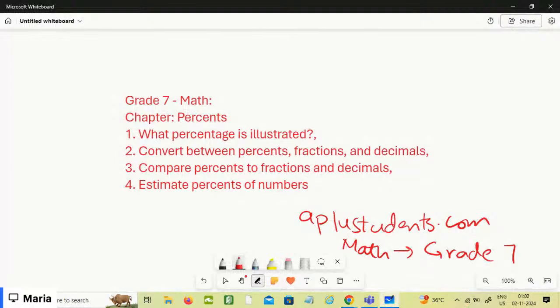The lessons we're going to cover today are what percentage is illustrated, convert between percents, fractions, and decimals, compare percents to fractions and decimals, estimate percents of numbers. Please make sure you have your notebook and pencil so that you can note down the important examples and definitions as well.